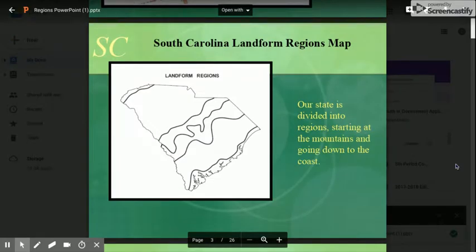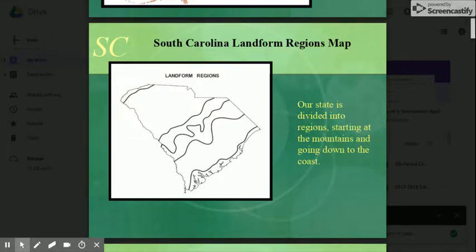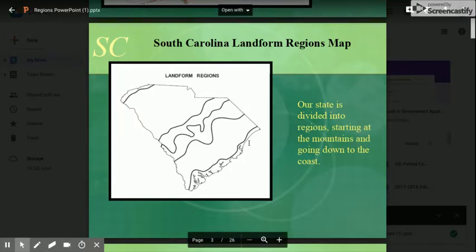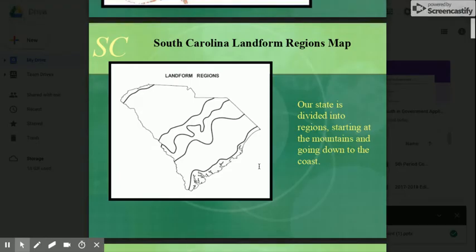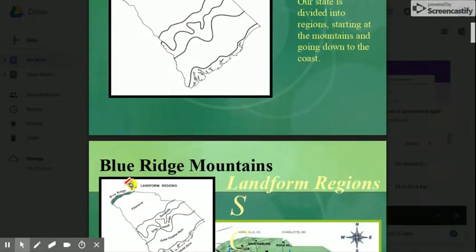Okay, so this is a map. You will be receiving a very similar map. Please notice which direction the map goes. The flat line right here goes on the top. The point right here goes at the bottom. All these little squiggly inlets and bays all go on the east coast. So we start up here in the mountains and we move down to the coast. Here we go.